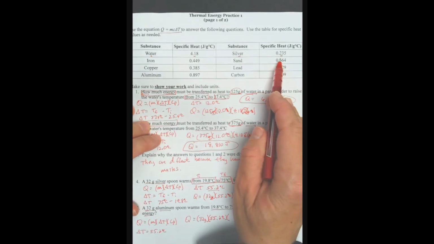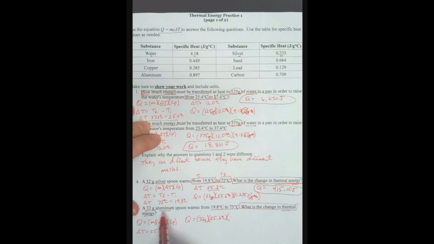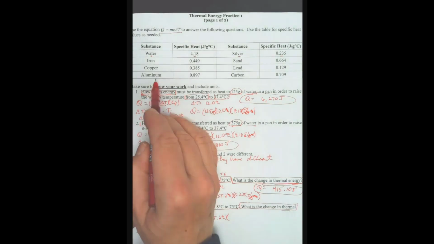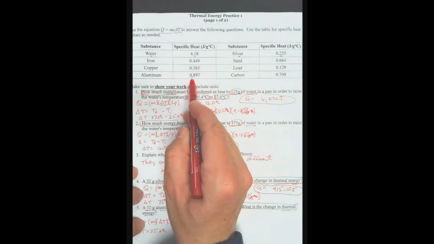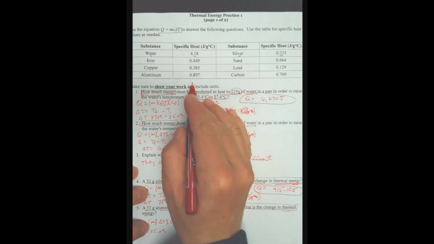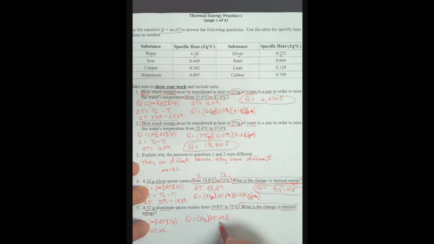Now remember, the specific heat is going to be different in this problem than it was in the last problem. In the last problem, we were using the specific heat of silver, which was 0.235. In this problem, we're going to be using the specific heat of aluminum. Here's aluminum, and it's 0.897. So when I fill this in, 32 times 55.2 times 0.897 joules over grams degrees Celsius.